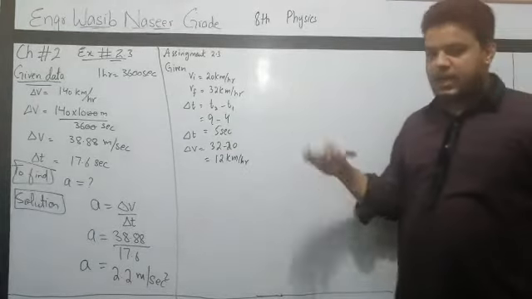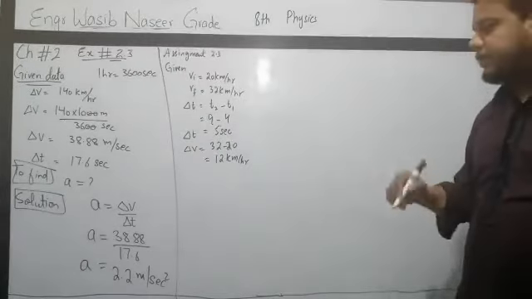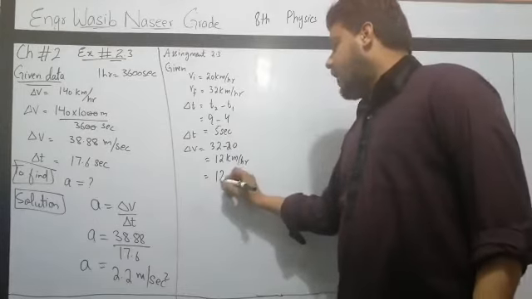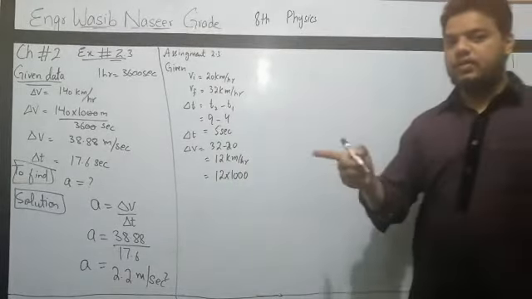Before going to the next step, first of all I will convert kilometer per hour into meter per second. How? I will put 1000 in place of kilo, as you know that 1 kilo is equal to 10 power 3.